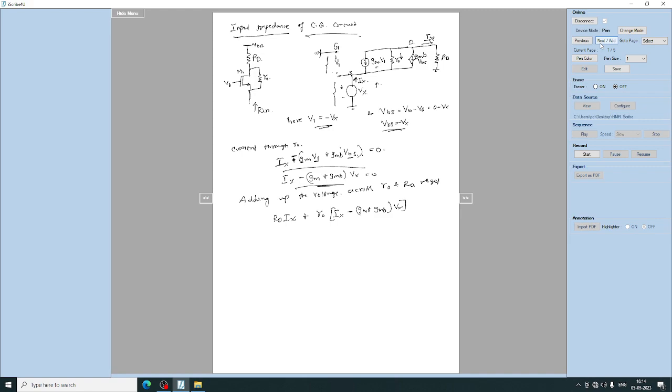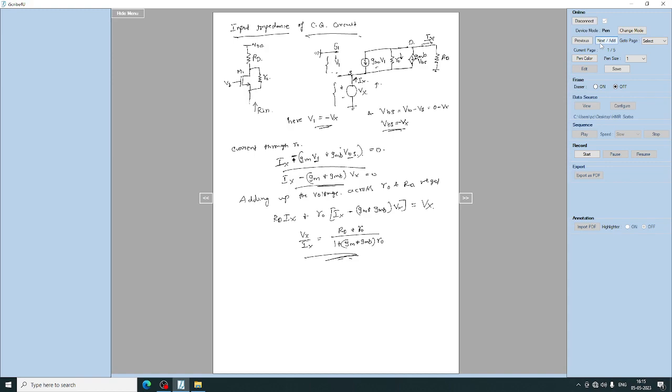So this is equal to Vx, the total voltage Vx. Adding up the voltage across R0 and RD gives us RD into Ix plus R0 into Ix minus (Gm plus GMB) into Vx, which will be equal to Vx. So solving for Vx upon Ix, we get RD plus R0 divided by 1 plus (Gm plus GMB) into R0.